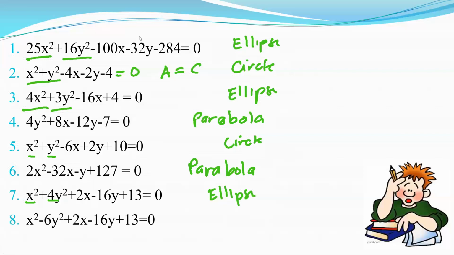And then, lastly, number 8, notice the x squared and y squared term, they both have different sign and different numerical coefficient. Therefore, it is hyperbola. So that's it. That's how we identify what type of conic section we're dealing with given the equation.